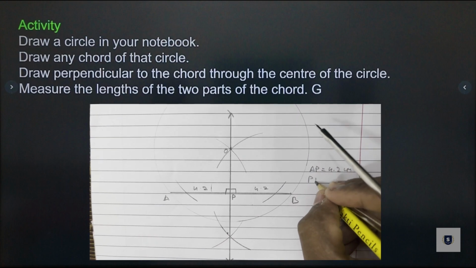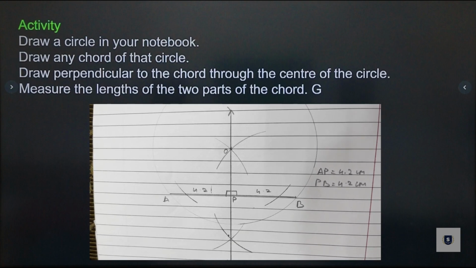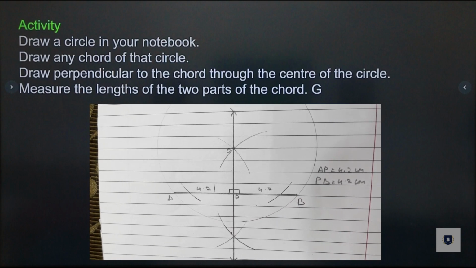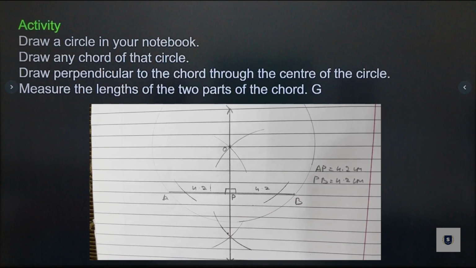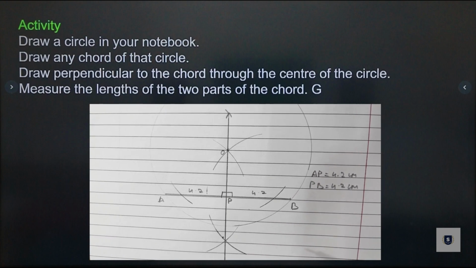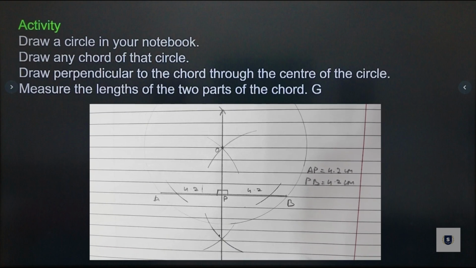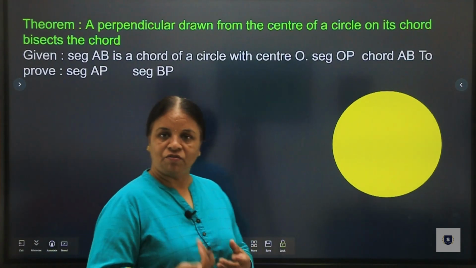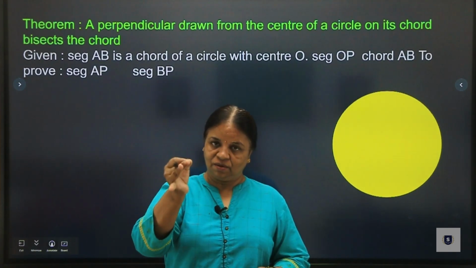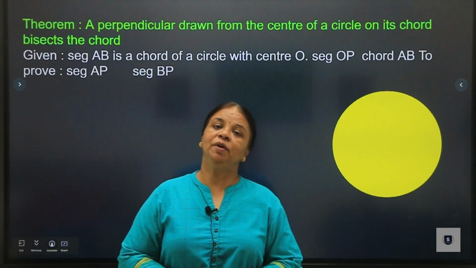And why has it happened? Because we drew a line OP perpendicular to AB. That means when we draw a line OP from the center to the chord, that line which is perpendicular will bisect the chord. Let us prove it with the help of a theorem. So children, now we saw from the activity that when we drew a line perpendicular to the chord, it bisected the chord. We will be proving it.